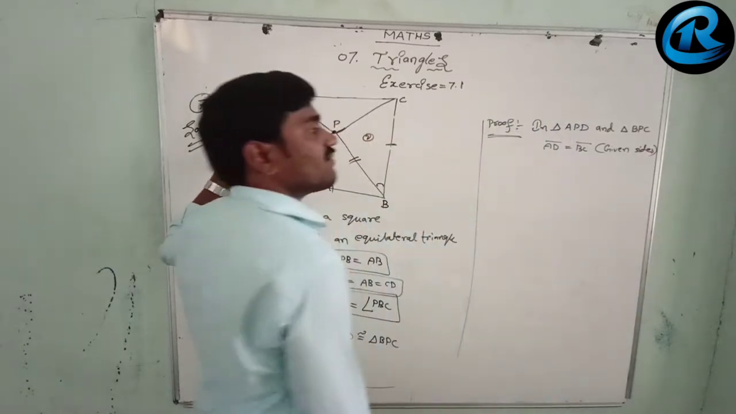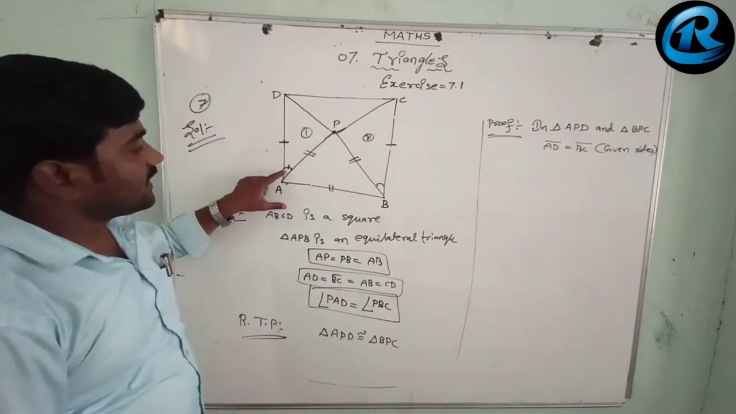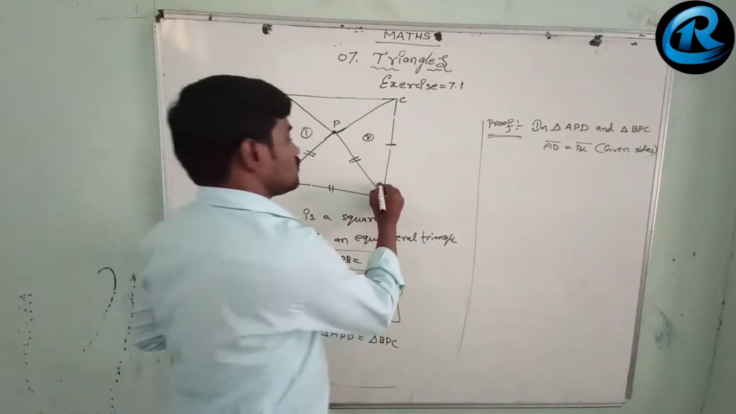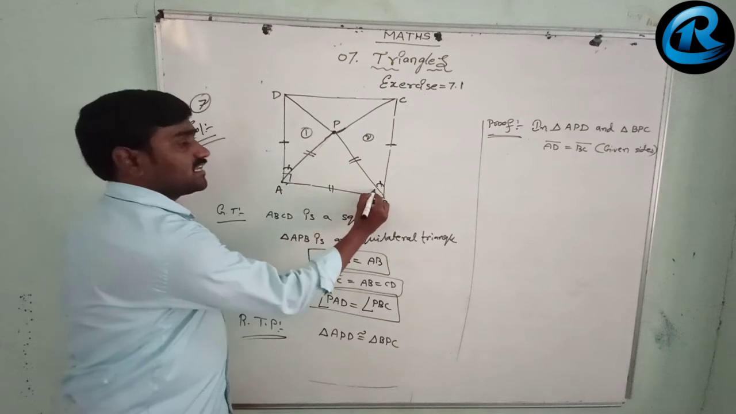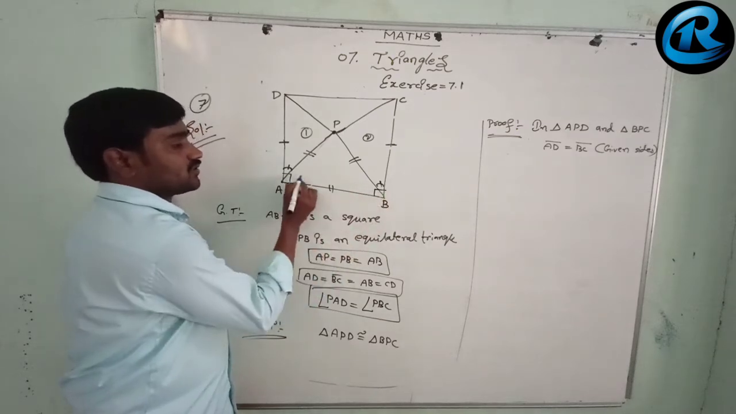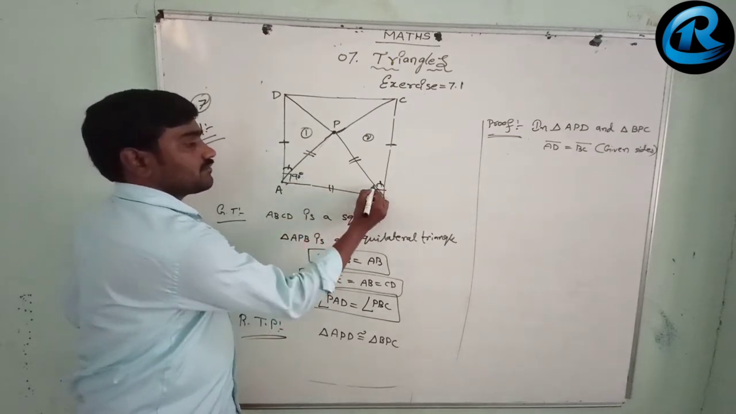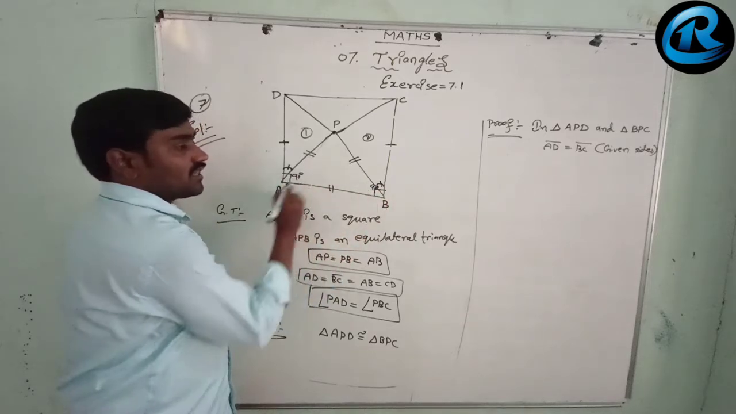Because all the sides of the square are equal, angle A is equal to angle B. These two are equal because, as you know, this complete angle is 90 degrees. Because it is a square, all the angles are 90 degrees.